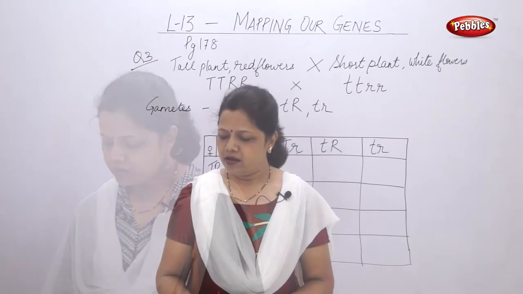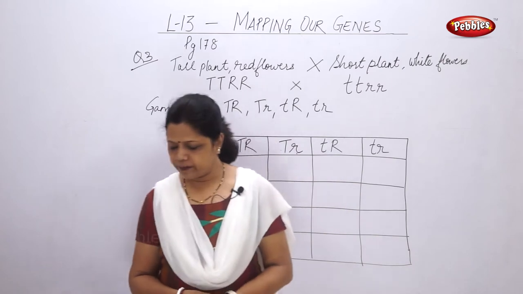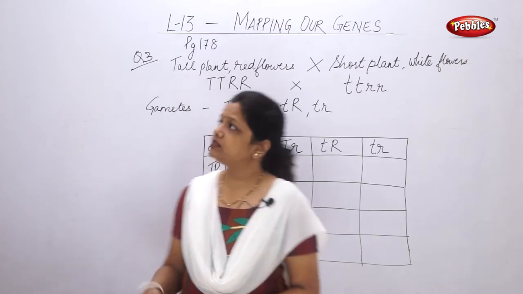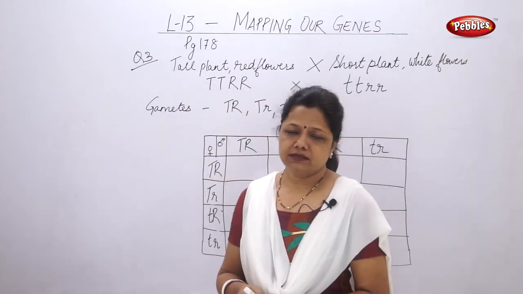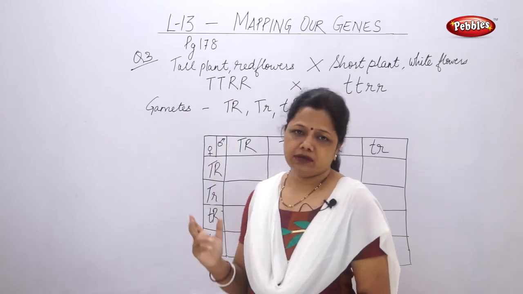Question number 3. With the help of a diagram, that is a Punnett square, show a Mendelian experiment where a tall pea plant bearing red flowers is crossed with a short pea plant bearing white flowers. We were discussing the exercise given on page 178 of this lesson, mapping our genes. We were on question number 3.